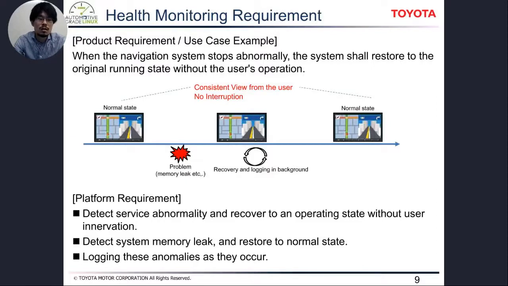And also the platform should detect memory leaks and restore to the normal state. It should also log these abnormalities. So health monitoring is a function module to meet these requirements.